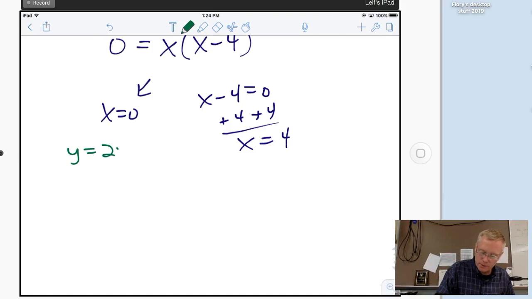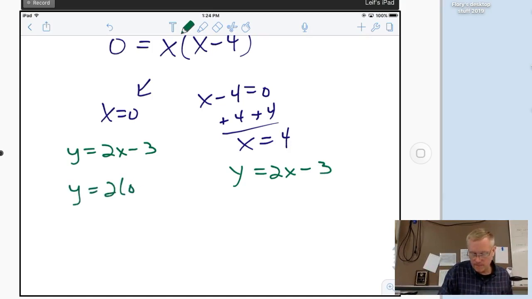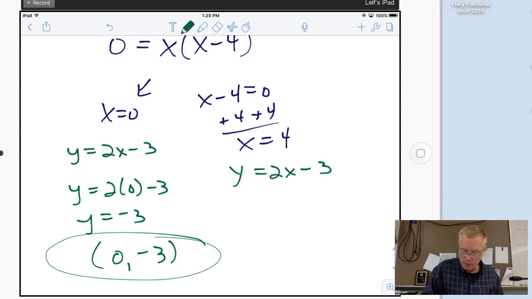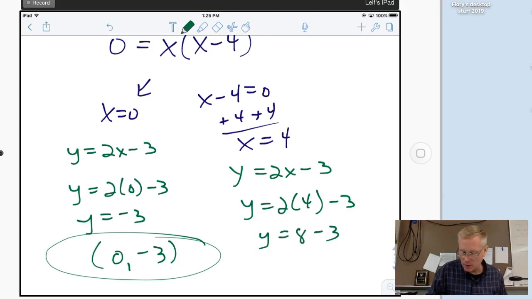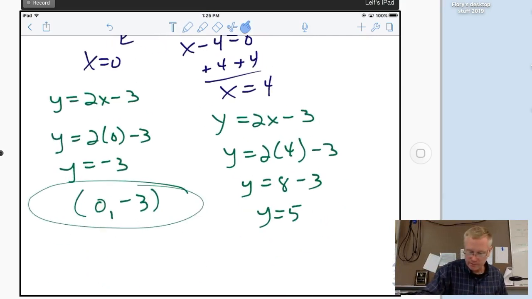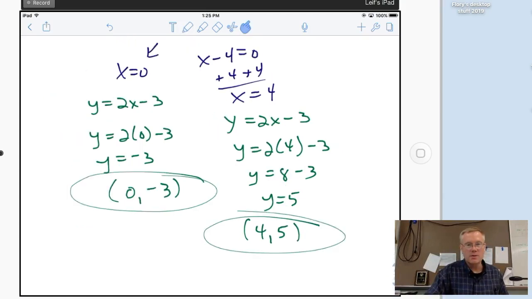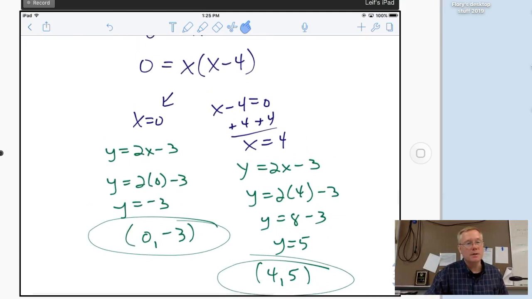Y equals 2x minus 3. Plug in x is 0 here. So y is negative 3. So that's 0, negative 3. There's a solution. This one, x is 4. 2 times 4 is 8 minus 3 equals y. Y equals 5. So my point is 4, 5. And there's my two answers, okay? That's how you do these, all right?